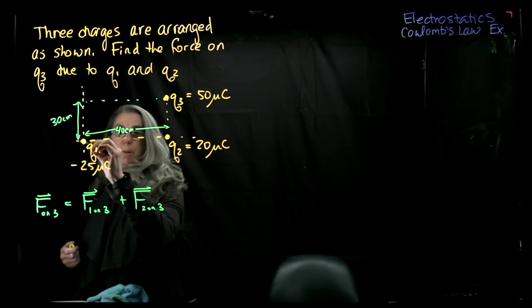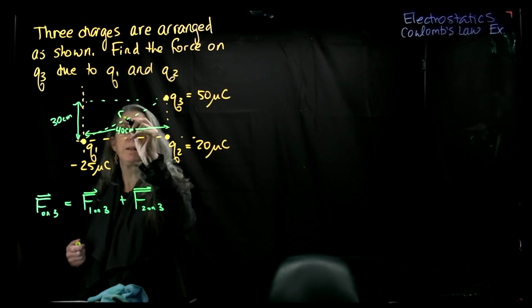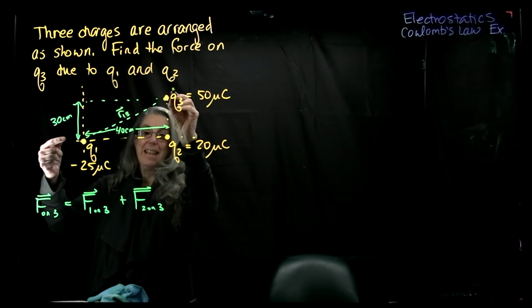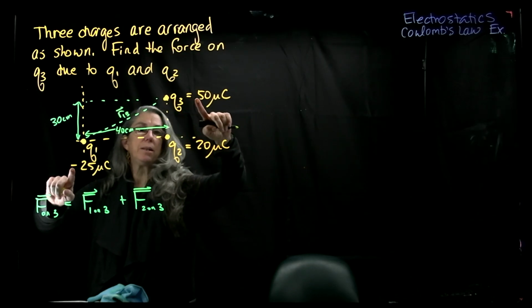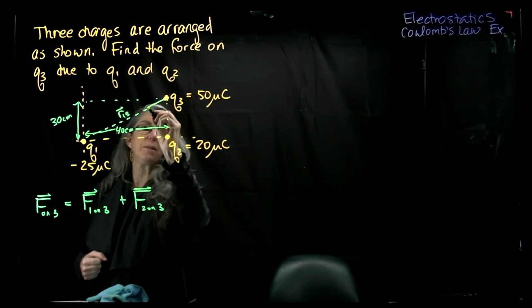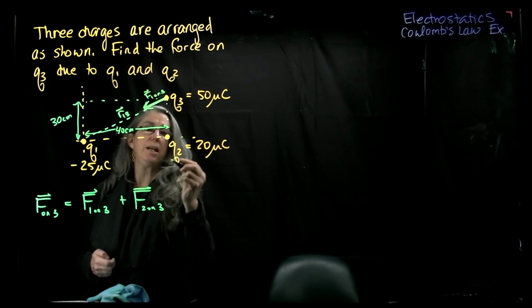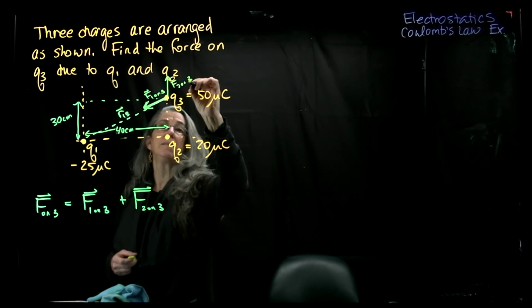I could draw another. Between Q1 and Q3 we know we're going to need this distance. I'm going to call that R13, the distance from 1 to 3. The force between these 2 is along the line between them. Since this one's minus and this one's positive, they will attract each other, opposites attract. So the force of 1 on 3 is going to be this direction. And these 2 are like, so they will repel.